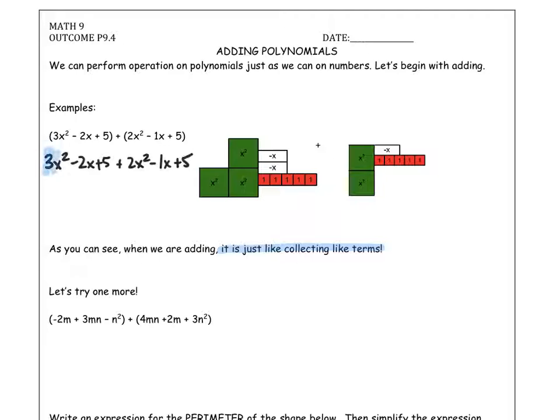Okay, so I've got 3x squared and another 2x squared, or if I'm looking at my tiles, I've got these 3 tiles here and 2 tiles here, so I've got 5x squared. Then I've got my x terms, a negative 2x and a negative 1x, so altogether I've got negative 3x, and then I've got positive 5 and positive 5. So again, the 5 and the 5 here gives me a total of 10. Let's try one more together.